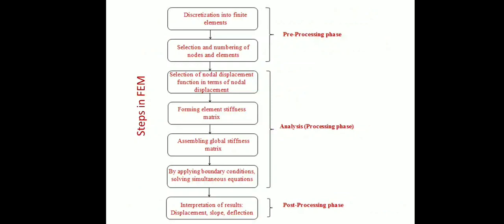We have already studied the steps in FEM. In previous presentations we have completed discretization, selection and numbering of nodes and elements, selection of the nodal displacement function, also known as the shape function, and forming the element stiffness matrix. Today we are going to study assembling the global stiffness matrix, applying boundary conditions, and solving simultaneous equations.